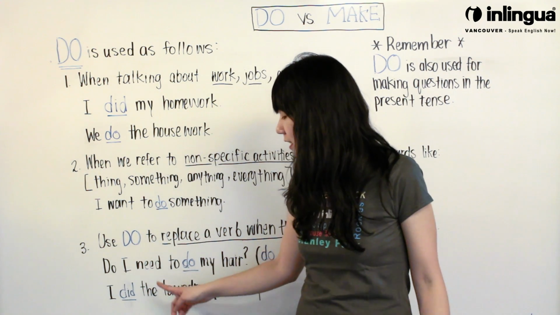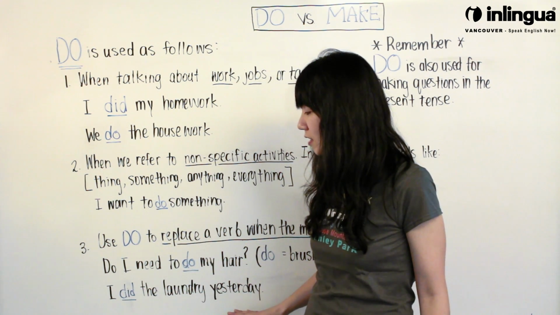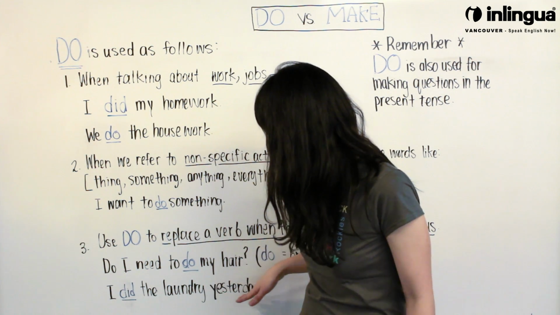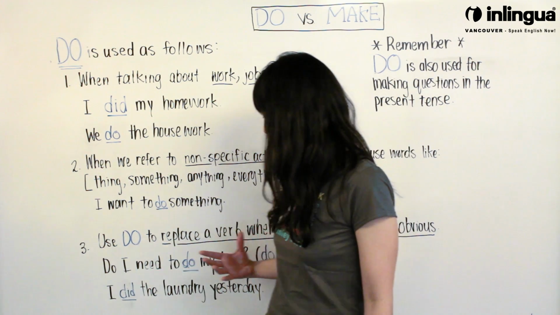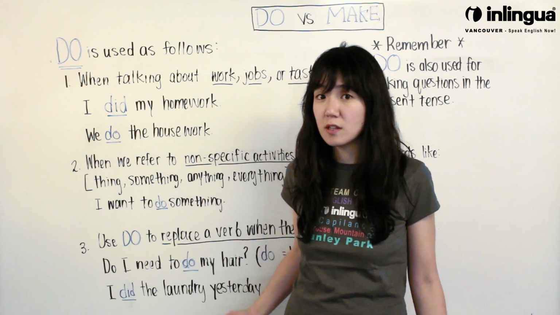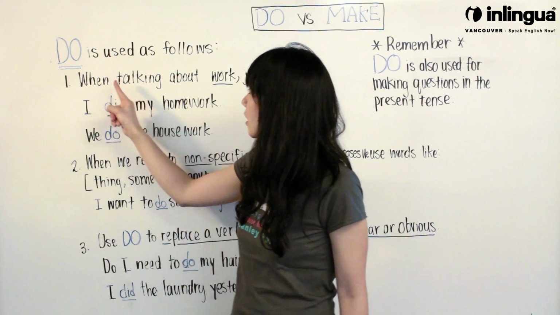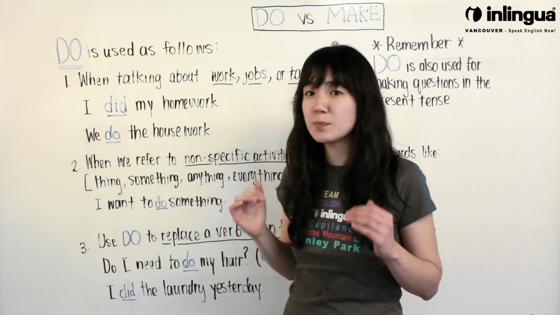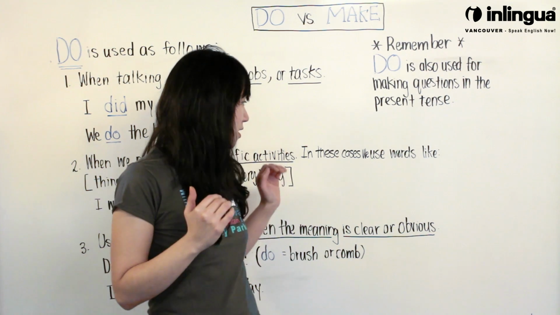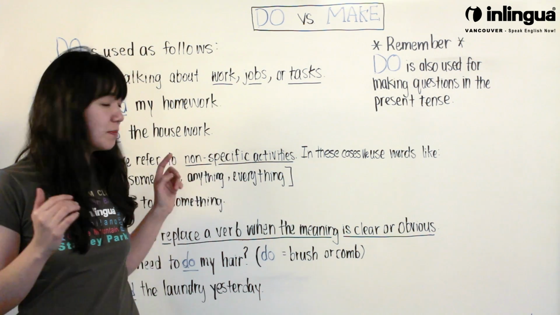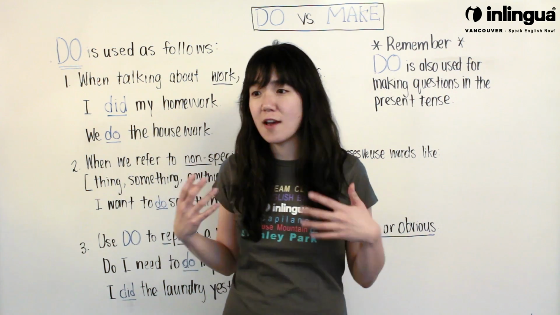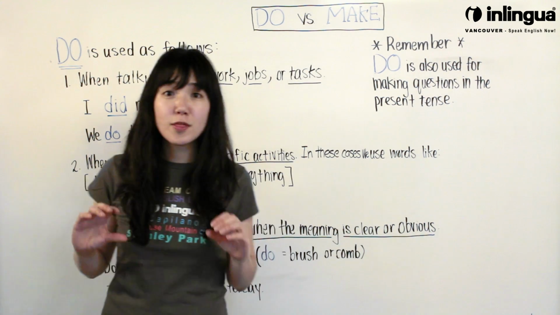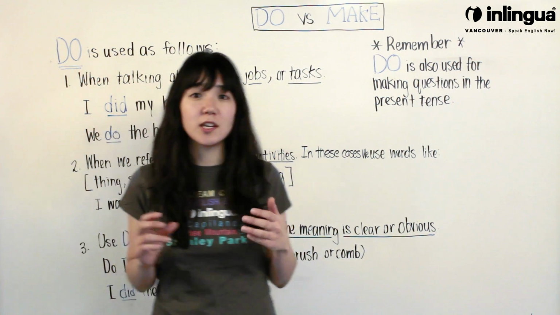Another example is, I did the laundry yesterday. Now, the past tense of do is did, keep that in mind. So, what is did replacing? Did is replacing I washed the laundry yesterday. So, first point is when talking about work, jobs, or tasks. Another one is when you're referring to non-specific activities, something like something, anything, everything. And number 3, this one's the tricky one, is do replaces the verb when the meaning is clear or obvious.